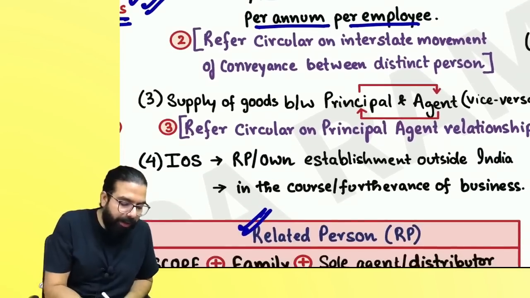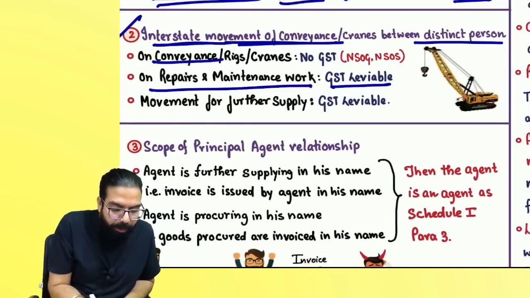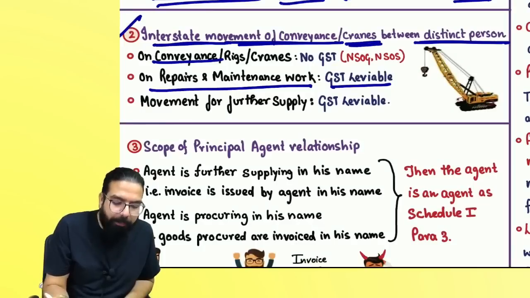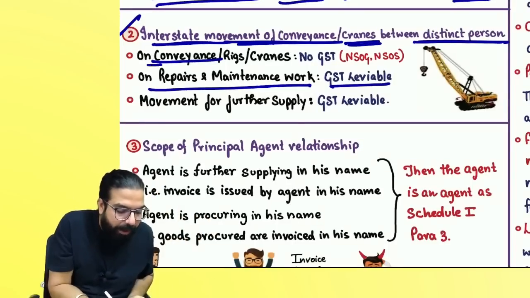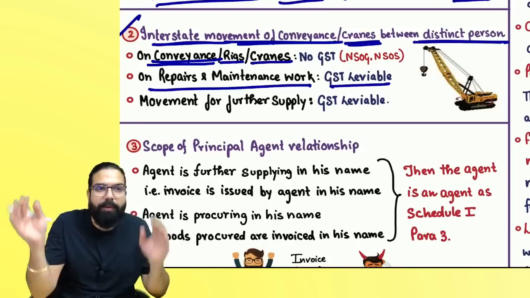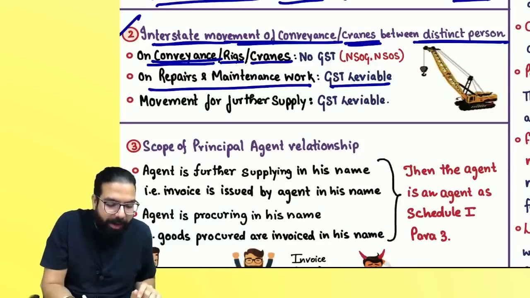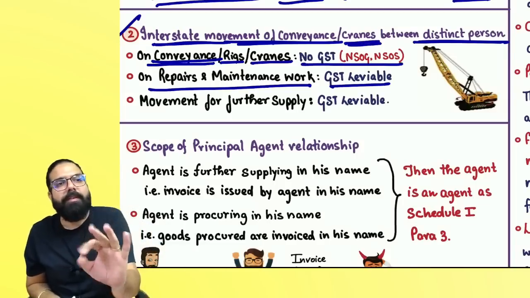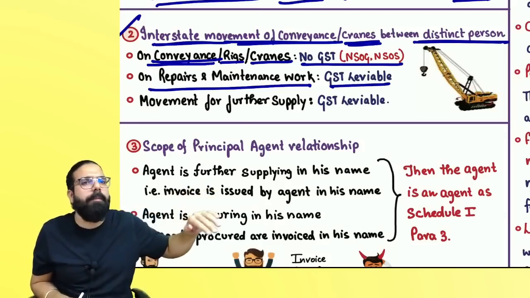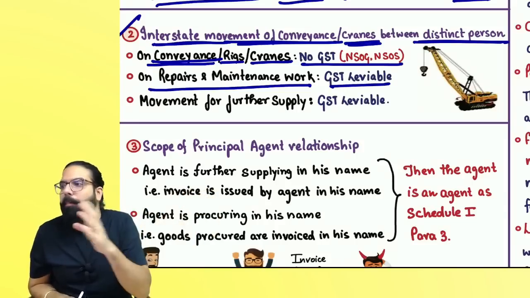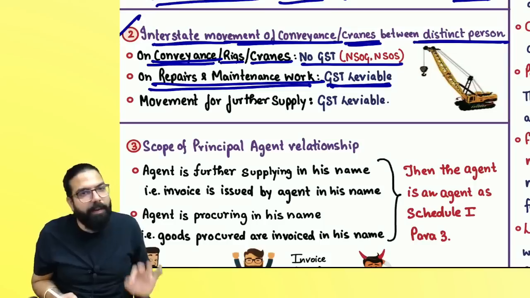Then there is a circular relating to interstate movement of conveyances. Remember, interstate movement of conveyances or cranes between distinct persons. It has been clarified that conveyances, rigs, cranes, etc., going between two distinct persons are not being supplied. It will be neither supply of goods nor supply of service. But if one distinct person provides repair and maintenance services to another distinct person, the crane is not supplied, but have we provided some services? Yes. On repair and maintenance services, GST will come.